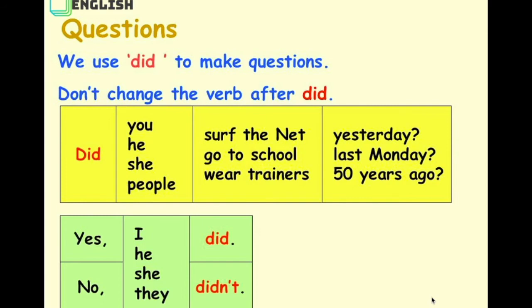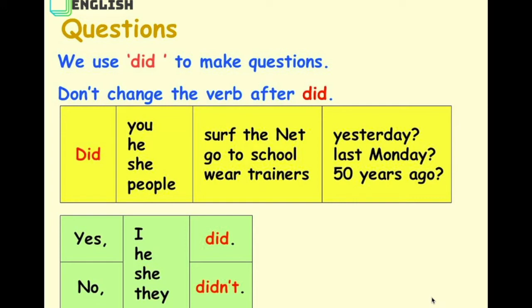And in question form also it is the same thing. See here, we use did to make questions. Don't change the verb after did. The verb is not going to get changed after did. The verb remains in its first form. Did you surf the net yesterday? Did he go to school last Monday? Did she wear trainers 50 years ago? Did people go to school last Monday?